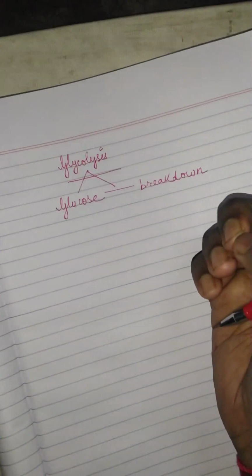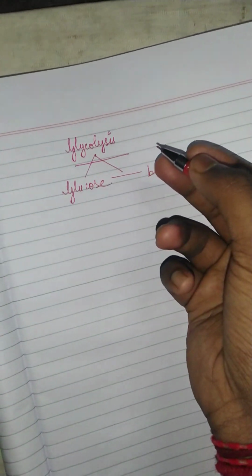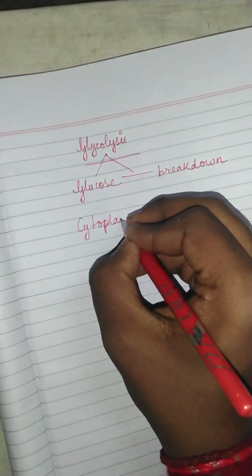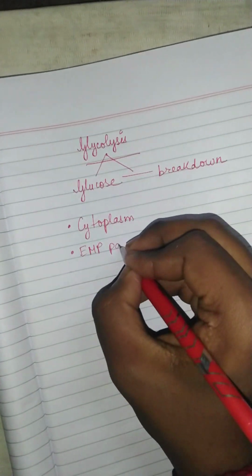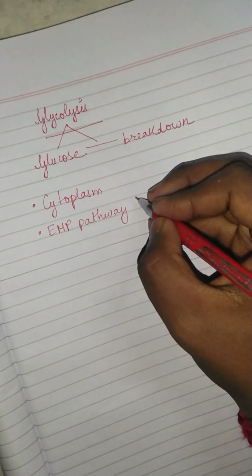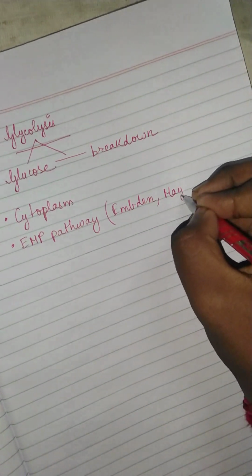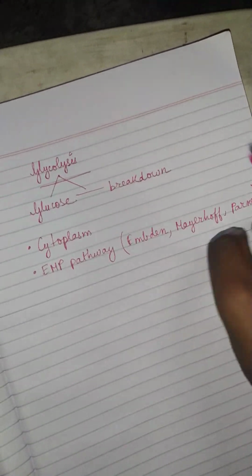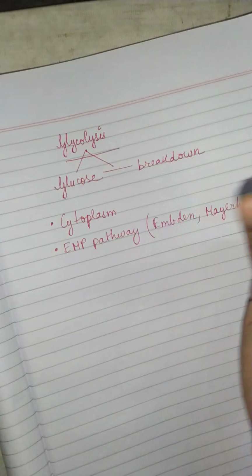Now, this glycolysis takes place in both aerobic and anaerobic respiration processes. It takes place inside the cytoplasm. It is also known as the EMP pathway. Why is it known as the EMP pathway? It is known as the EMP pathway because it was given by three scientists, Emden, Meyerhoff, and Parnas. So from the names of the three scientists, we have the name EMP pathway.